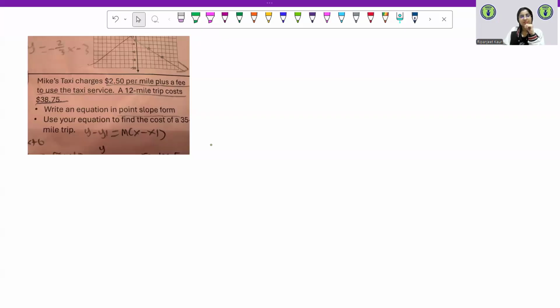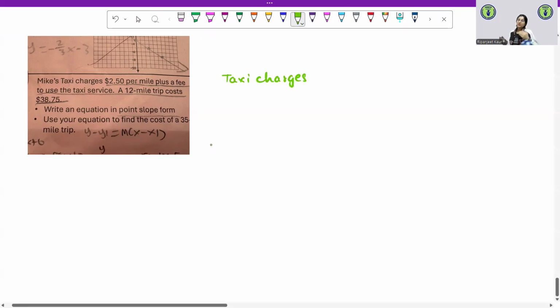So Mike's taxi charges $2.50 per mile. Whatever is written in the first line, analyze that and make a note of it, so that whenever we need to check what the information was, we don't need to go back to the statement itself. So taxi charges are $2.50 per mile. They are saying per mile.